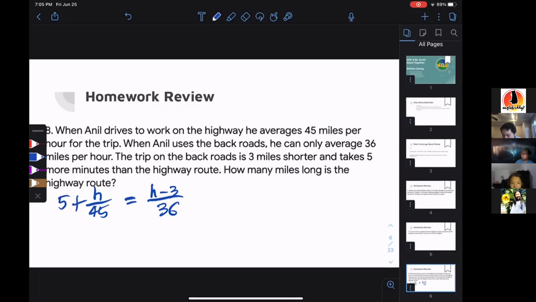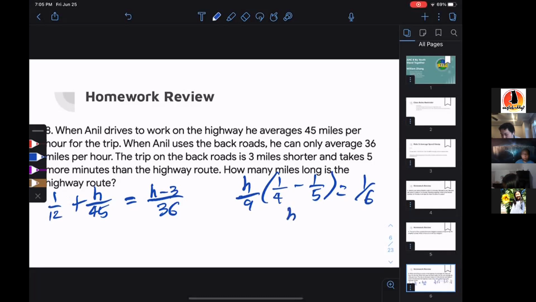And from this, you have to convert all the units to be the same. So this is 1/12 of an hour. Now if you move the h's to one side and the constants to another, you get h over 9 if you group, times 1/4 minus 1/5 is equal to 1/6, because 3 over 36 is also 1/12. So then you get h over 180 is 1/6, and then h is 30. So the highway is 30 miles long, so 30 should have been the correct answer.